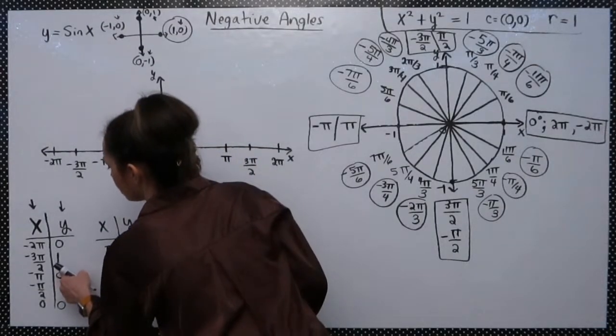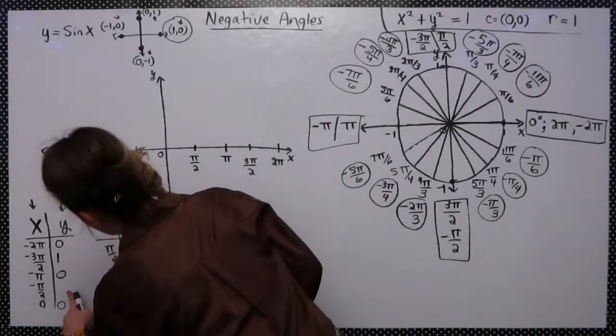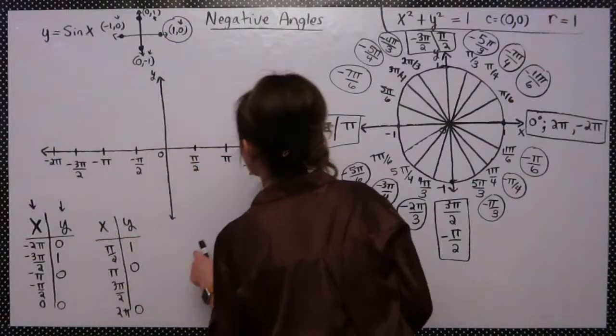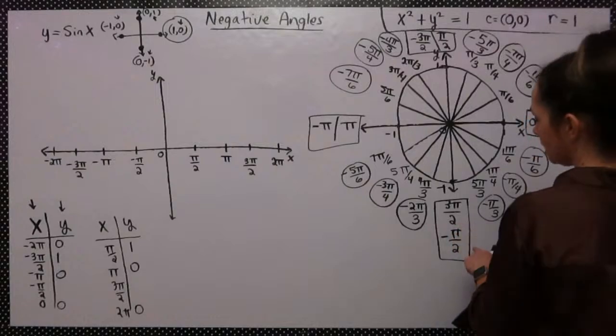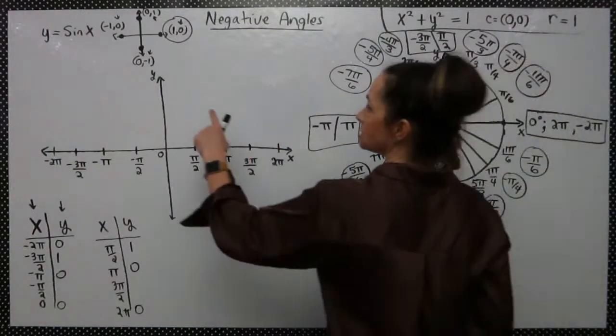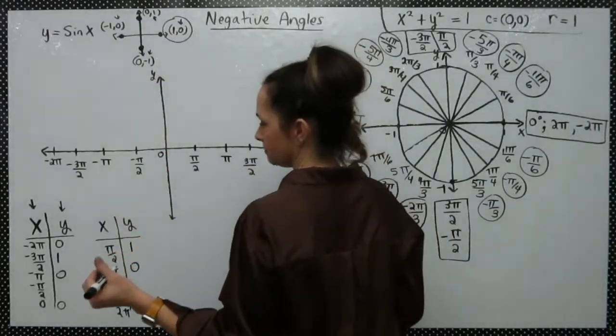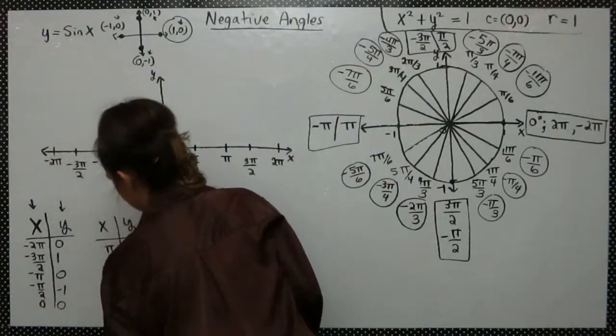A couple more, we're almost done. Looks like I have negative pi over 2 and 3 pi over 2. So over here at negative pi over 2, 3 pi over 2, I'm down here. And looking at the sine value, it's negative 1. So negative 1, negative 1.